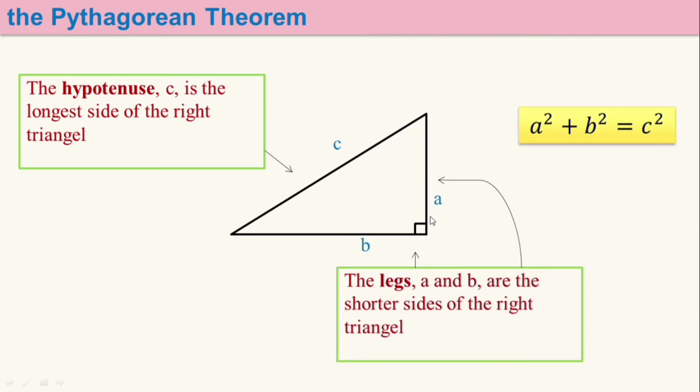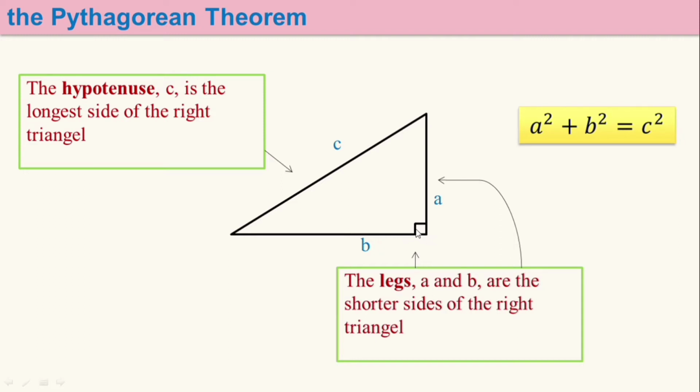So this is side A and this is side B. These are called your legs of your rectangle. These are the shorter sides of this rectangle. A and B are your legs because they form the rectangle.